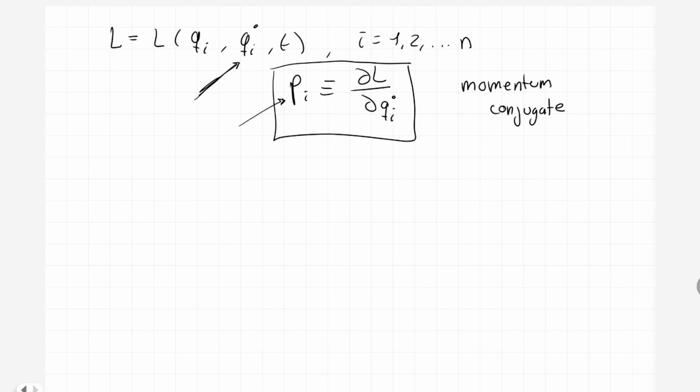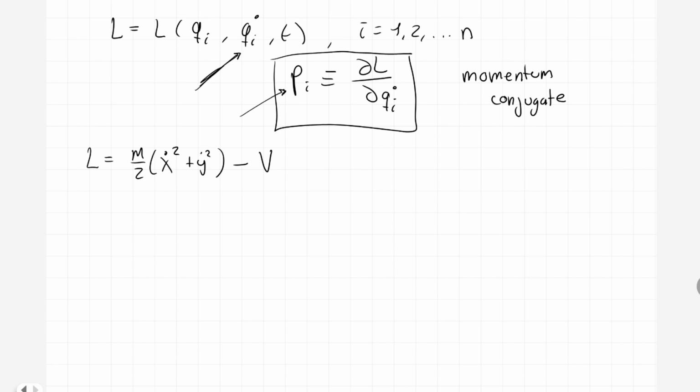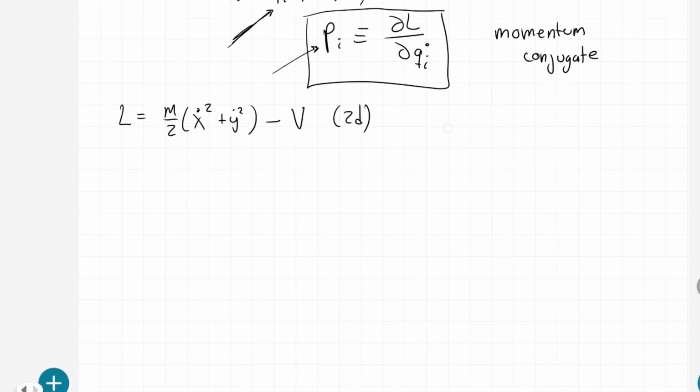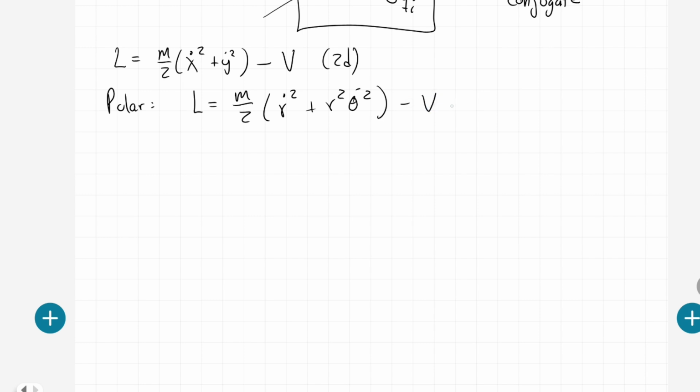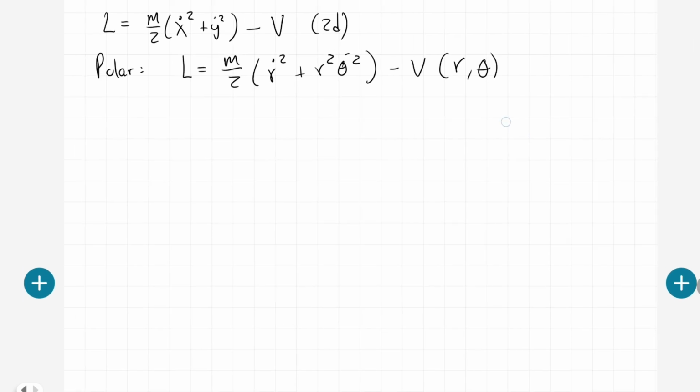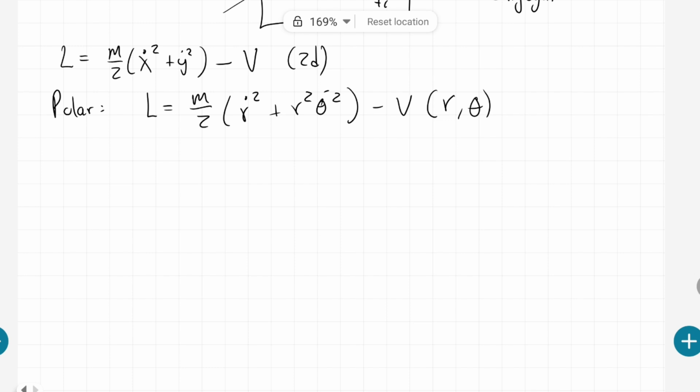We are going to use an example that we have shown in previous videos. There was a video where we showed that the standard Lagrangian of a particle that is only under the influence of a potential V is described by the Lagrangian m over 2 times x dot squared plus y dot squared, minus V. In this case this is just in 2 dimensions. But we have a video where we showed that in polar coordinates we can express this Lagrangian as m over 2 times r dot squared plus r squared theta dot squared, minus V, where V is a function of r and theta, which are the new generalized coordinates of the system. Again, one of the first videos of the channel shows how to get from this expression to this expression. Perfect.